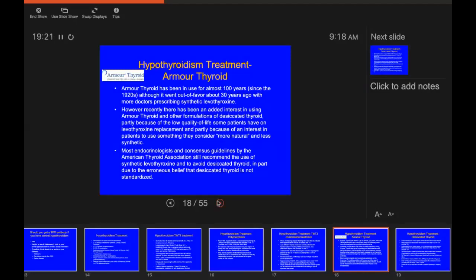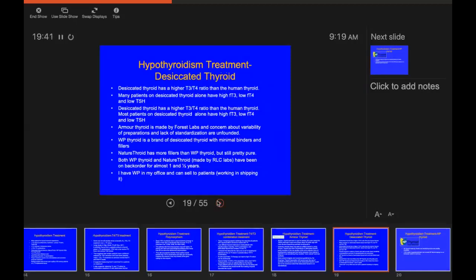Most endocrinologists' consensus guidelines, including by the American Thyroid Association, recommend the use of synthetic levothyroxine to avoid desiccated thyroid, and it's partly due to this erroneous belief that desiccated thyroid is not standardized, which again is not true.